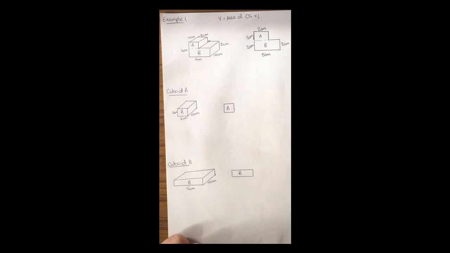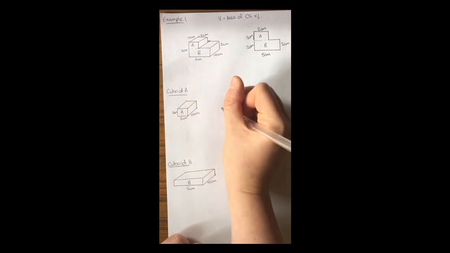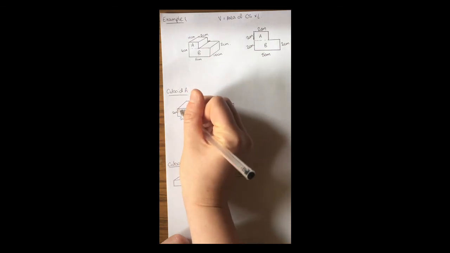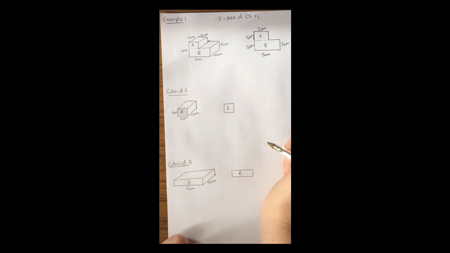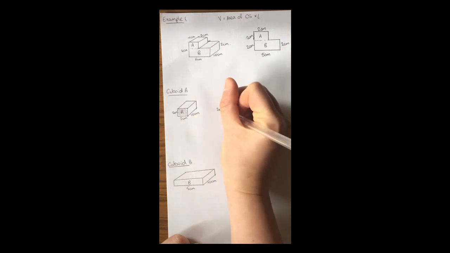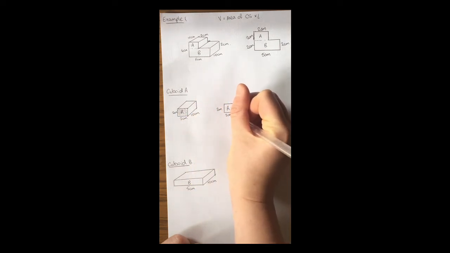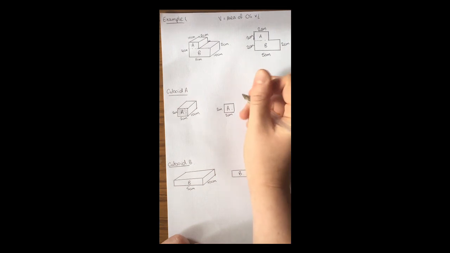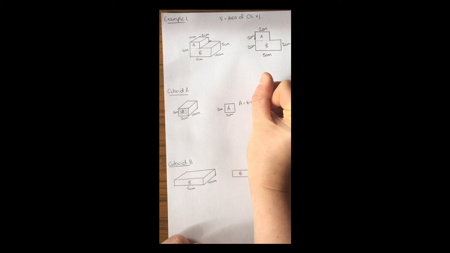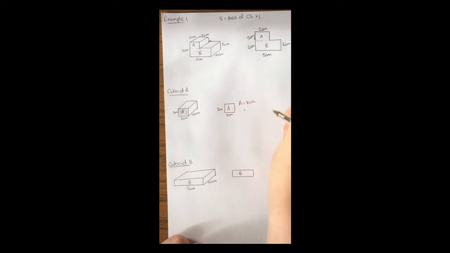On here, this is our cross section. So a cross section on this one is that whole square on that side. So we've got 2 centimeters and 2 centimeters. So the area of our square is base times height, which is 2 times 2, which is 4 centimeters squared because we're dealing with area.